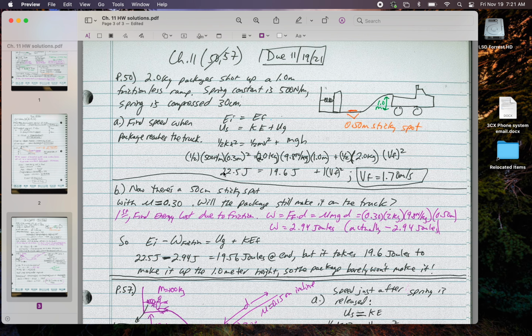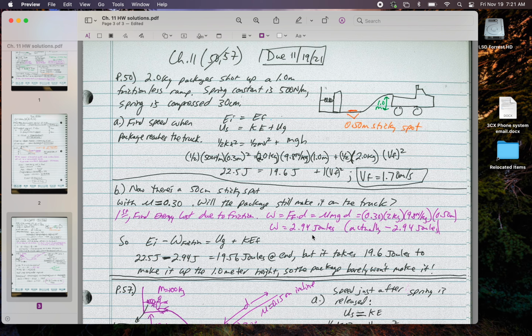But if there's a sticky spot on the floor, that's going to be a non-conservative force, slowing the package down, and that's going to be mechanical energy loss due to friction. So I need to use the force of friction times distance to figure out how much of that energy is lost. So that's mu mgd, and that was a 2.94 joule energy loss.